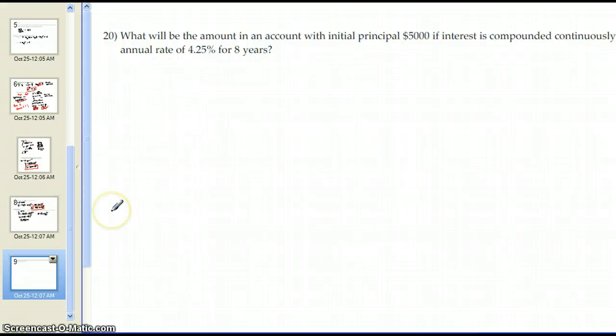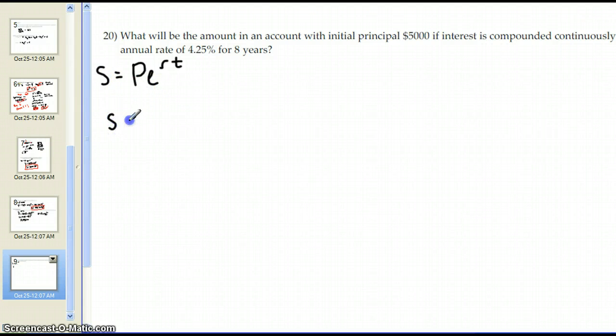Alright, then number 20. What will the amount in an account with initial principal 5,000 be if the interest is compounded continuously at an annual rate of 4.25% for 8 years? So for continuous compounding, we're using a little bit different formula, what I call the PERT formula. This E is the button on your calculator, the number that's similar to pi that we talked about.